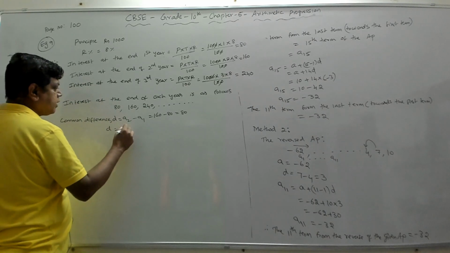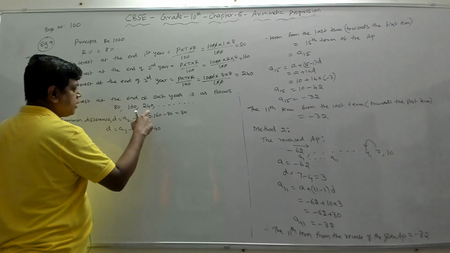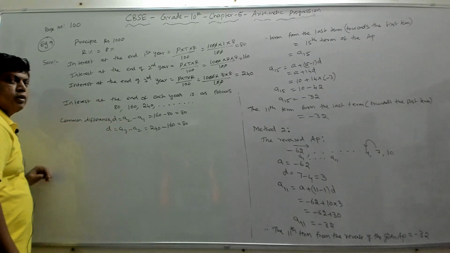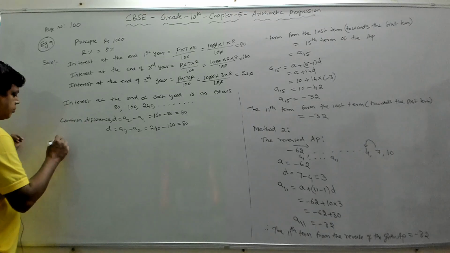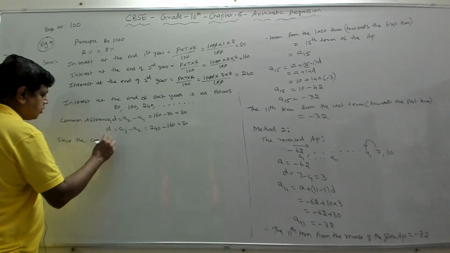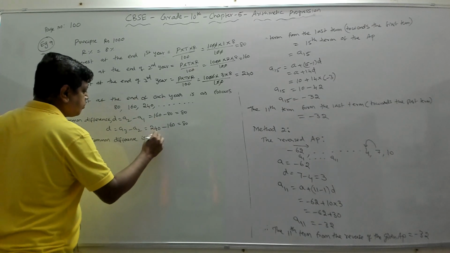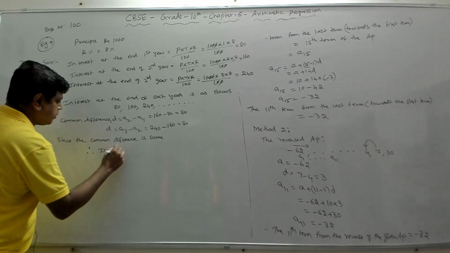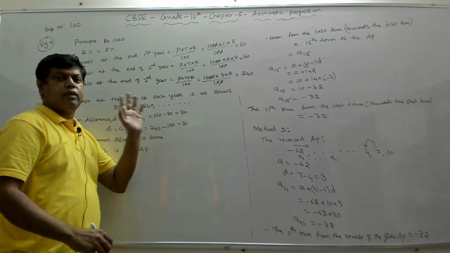Again, let's find what is A3 minus A2. 240 minus 160, that is also 80. So the common difference is same. Therefore, it's an AP. Since the common difference is same, therefore it is an AP. Which means the given list of numbers, they form an AP.